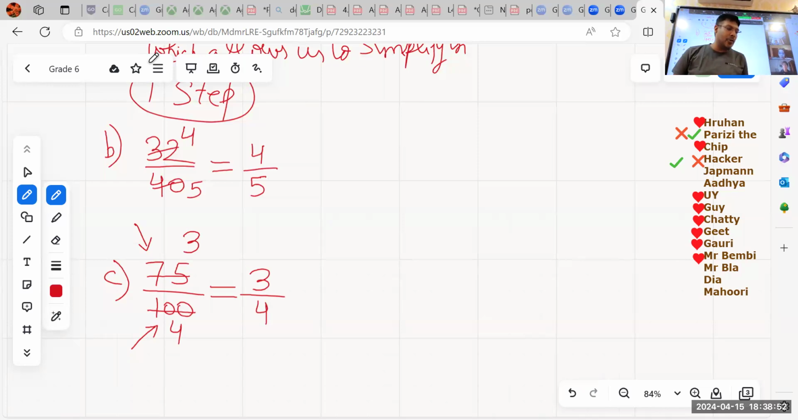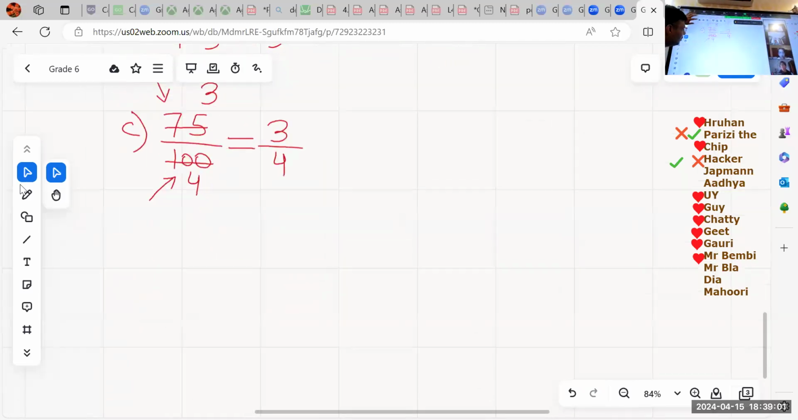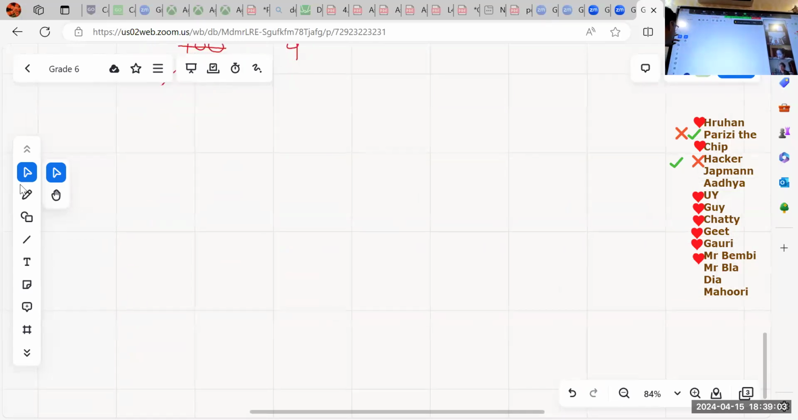Got it, kids? Yes or no? Yes, sir. So next concept is comparison of fractions. How do we compare fractions?